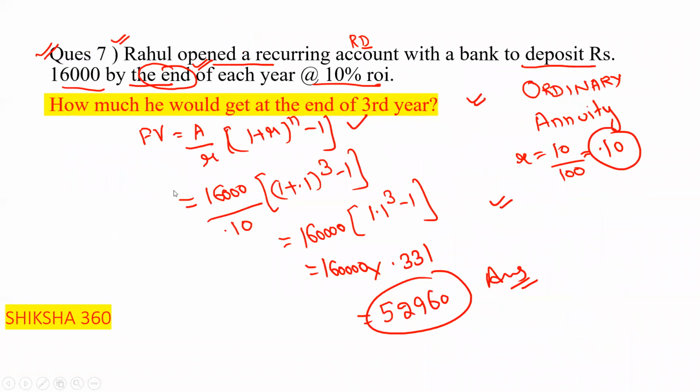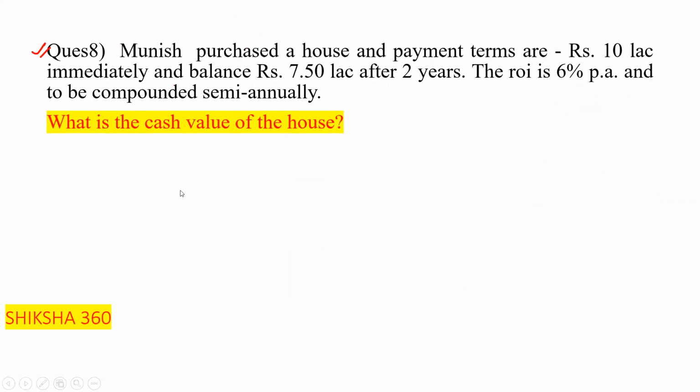Now move to question number 8. Please try to solve this question. What they are asking here is, Munish purchased a house, and what are the payment terms? In the starting, they have to pay rupees 10 lakh immediately, and the balance.